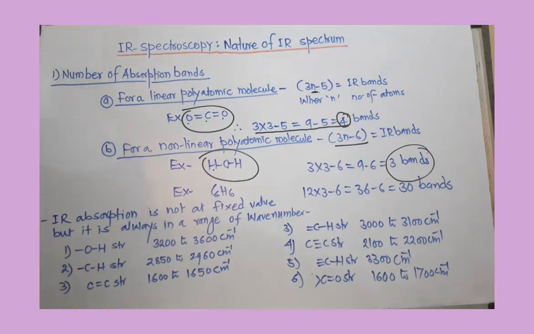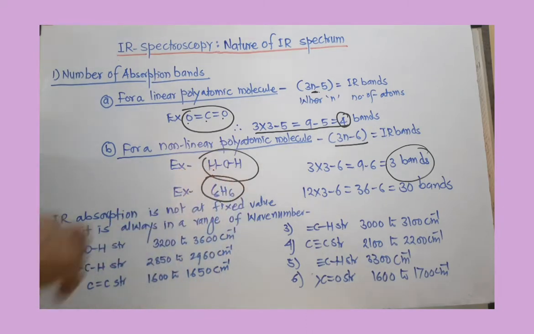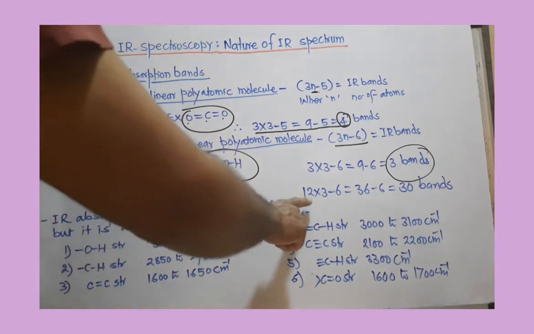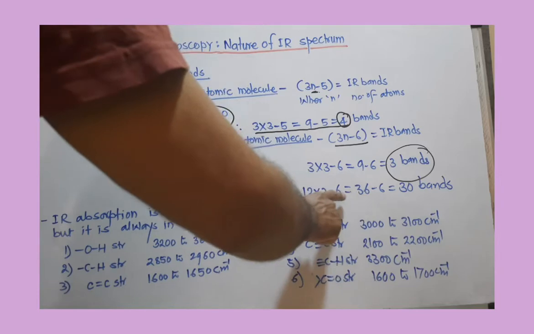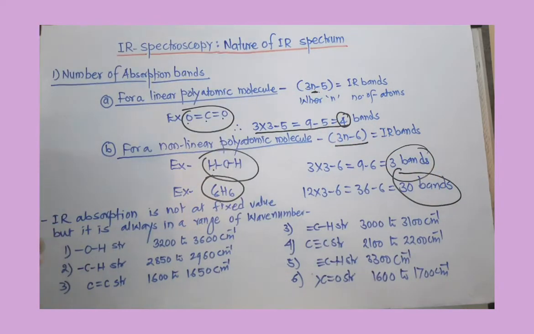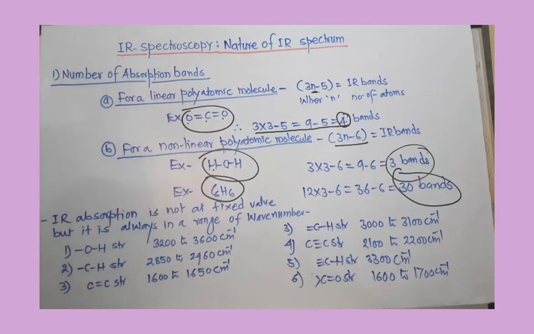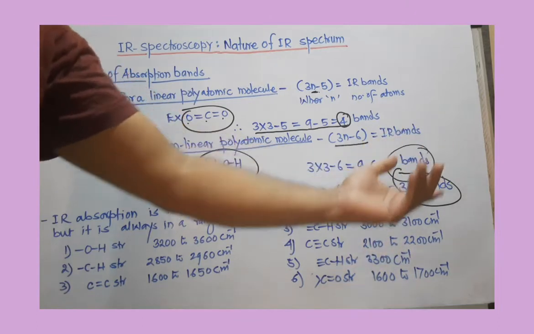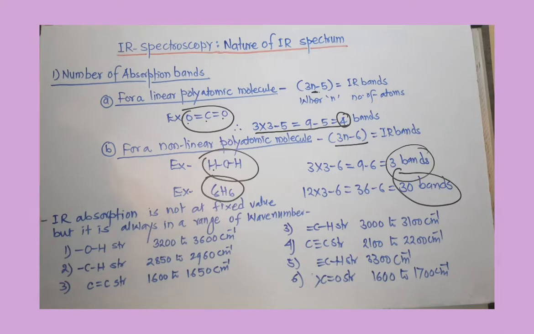Now, these are the simple molecules. But if the molecule is complicated, just like benzene, which has 12 atoms, you put that value 12 here: 12 3s are 36 minus 6, so you expect 30 bands for benzene. You can imagine from this, if the molecule has a very complicated structure, there will be hundreds of bands. So you can imagine the complex nature of the IR spectrum.